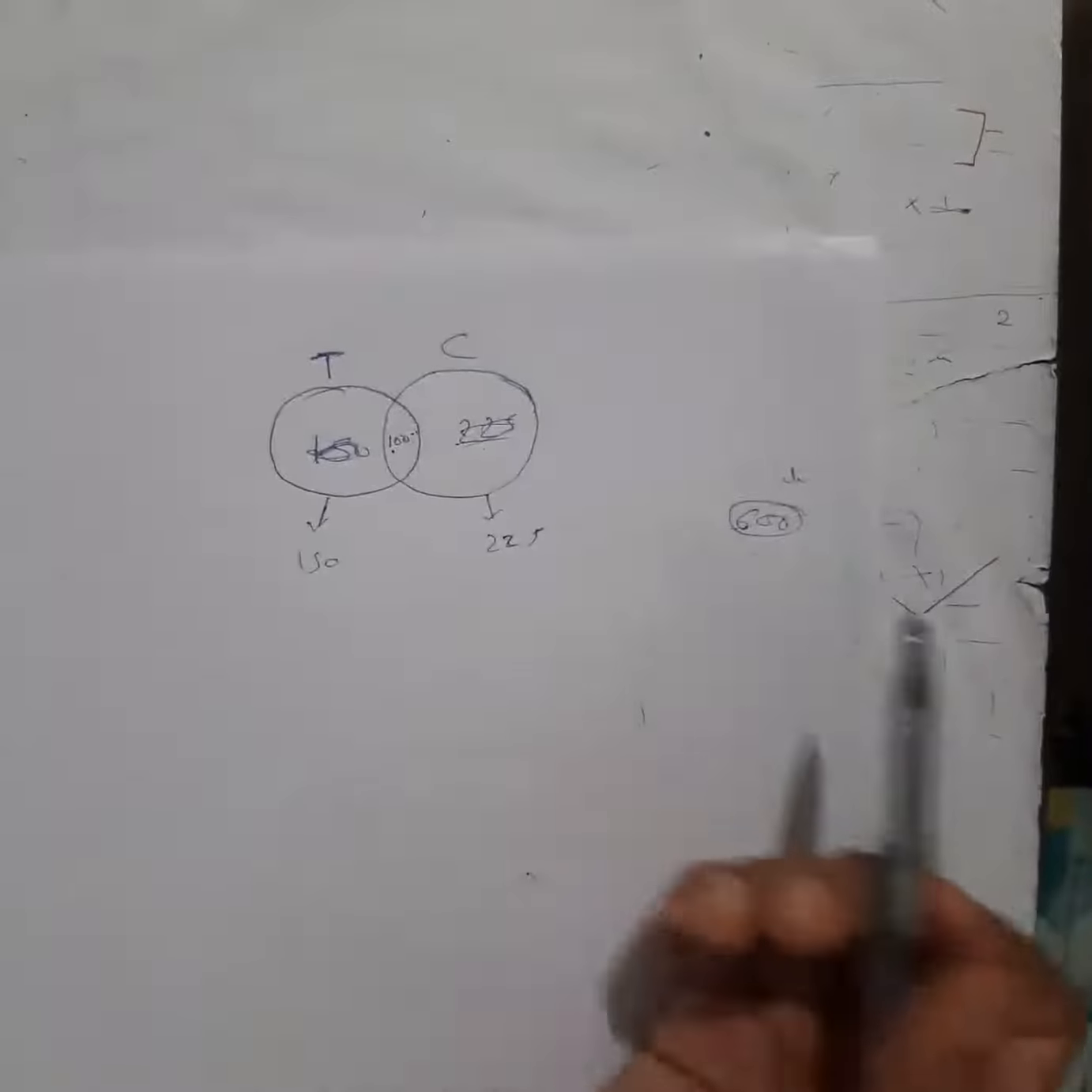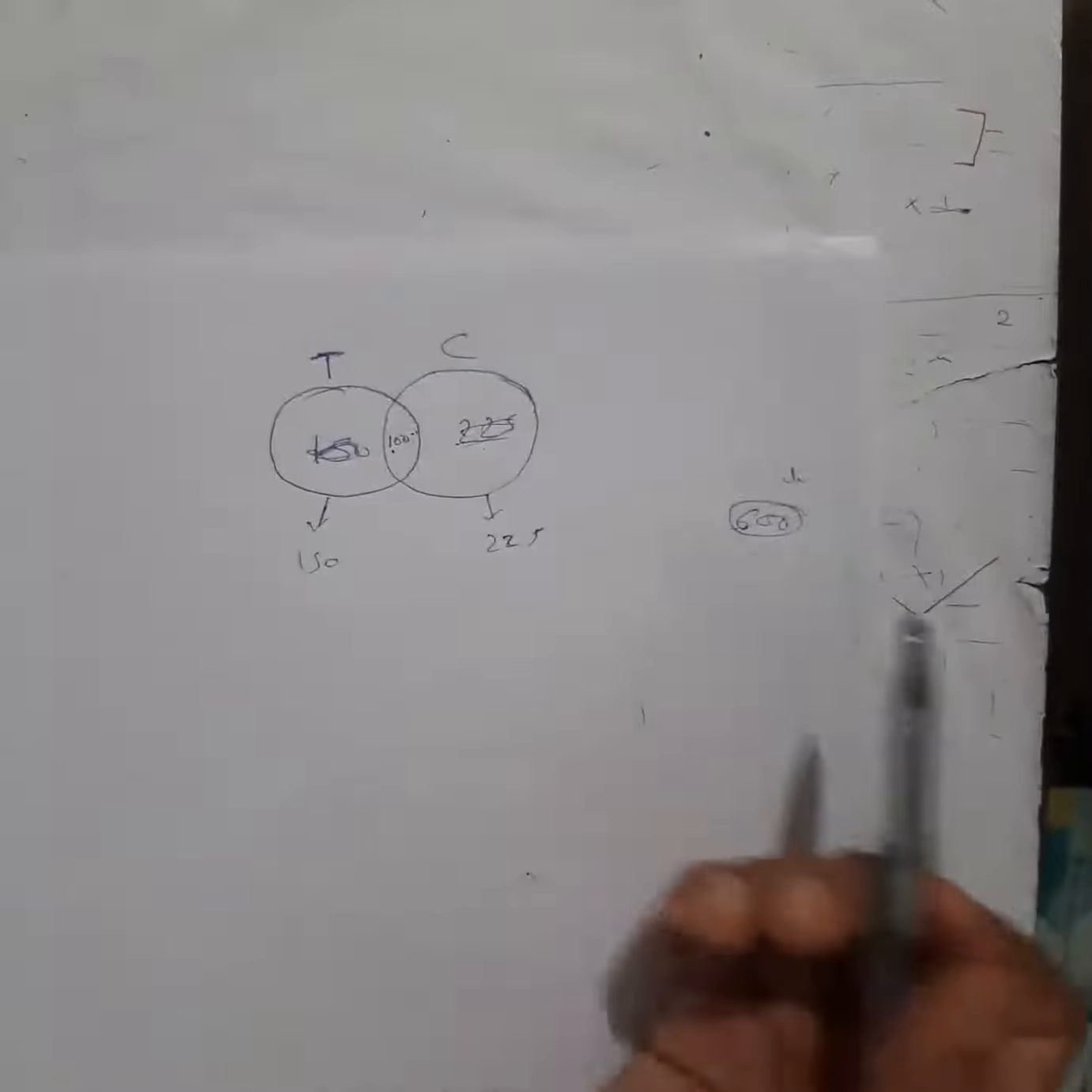So 150 students are taking tea. That's what they have said, right? Here also 225 students take coffee. Now 100 already gone here, right? 100 students are taking coffee here only. And how many will be left out? 125. So if I count out all the students here, total how many will be there? 150 plus 125. This will be 275. So 275 students are there who are taking either tea or coffee, right?